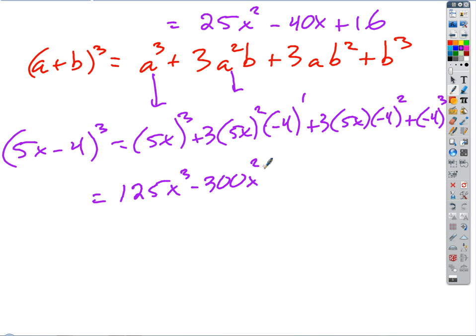What's the sign going to be? Positive, good. X to what power? Makes sense, doesn't it? Look at the pattern. It's a polynomial: x cubed, x squared, x, and then finally negative 4 cubed. What's 4 cubed? 16 times 4, 64. Okay, makes sense?